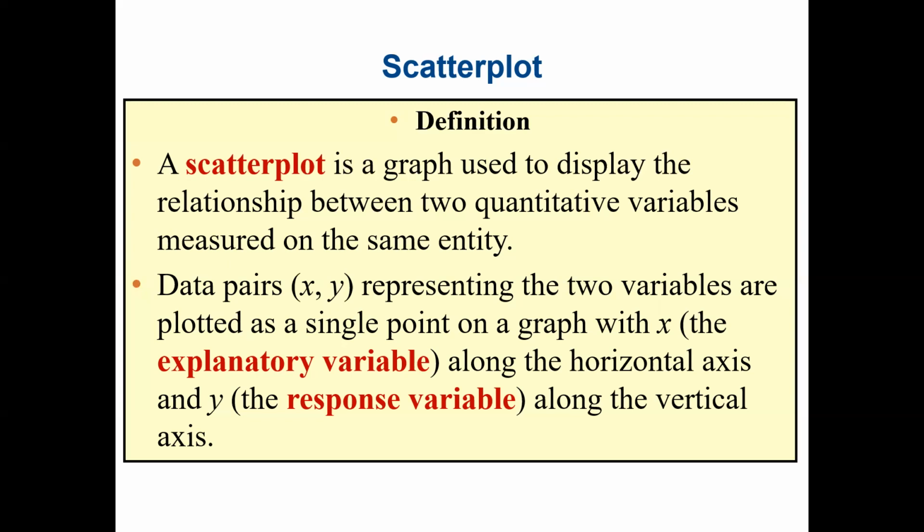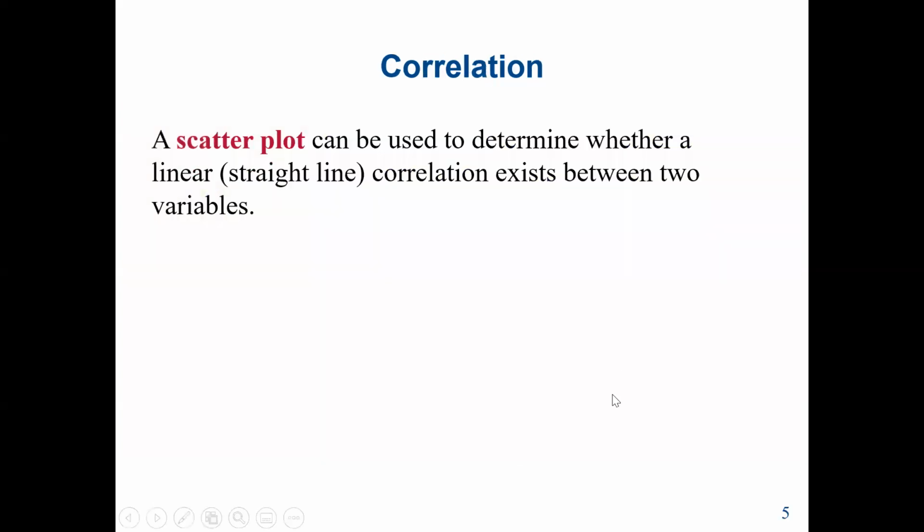Dependent variable means it depends on the value of X. If X increases, it affects Y. Or if X decreases, it affects Y. This means there's a relationship between the two variables. Here we use another term: instead of independent variable, we may use the term explanatory variable, which is on the horizontal axis. Then the response variable, which is the dependent variable, is on the vertical axis.